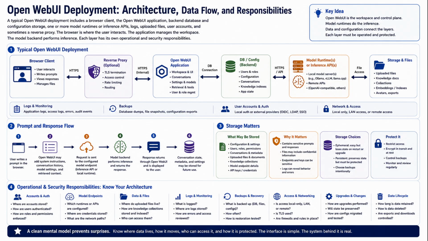Architecture clarity helps operators troubleshoot and secure the system. They should know where accounts are stored, how model endpoints are configured, where files live, what data is logged, what is backed up, and whether access is local, LAN-based, or remote. A clean mental model prevents the interface from hiding important infrastructure choices.